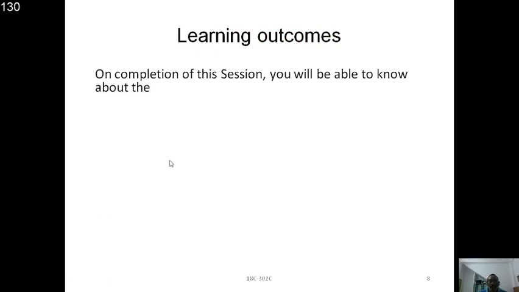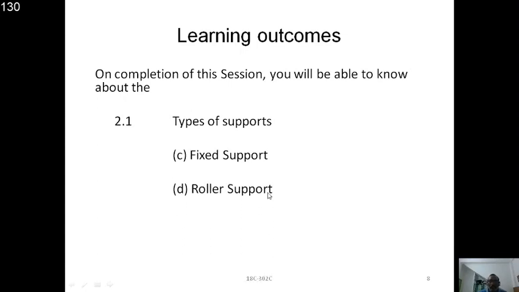So in today's session we are going to learn about the other types of supports. There are fixed support and roller support. So fixed support is a completely rigid type of support, and it is the finest support among all other supports. So one single fixed support will keep the structure in stable condition.